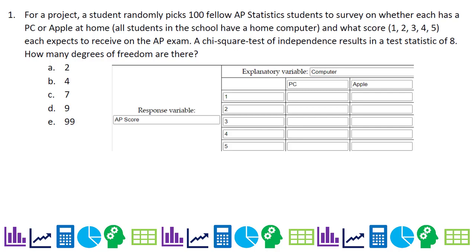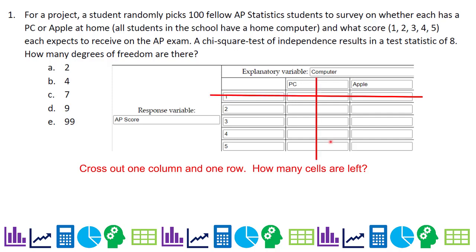So what I'm going to do is I'm going to add a table, and it shows scores 1. Here, let me go ahead and get my pointer. It shows the scores for 1, 2, 3, 4, and 5. So there are 5 rows, and then there are 2 columns, one for PC and one for Apple. So to figure out the degrees of freedom on these tables, you basically cross out one row and one column. So there's one row, there's one column. How many cells are left? 4. So the degrees of freedom is 4.